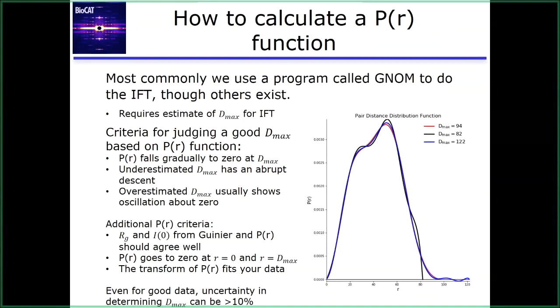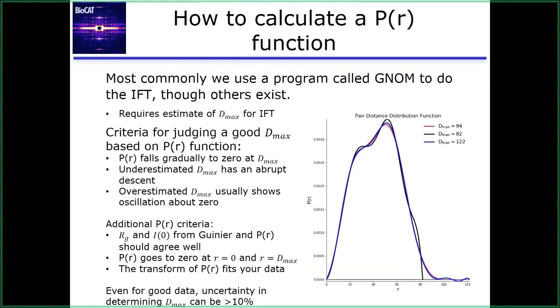If you pick a Dmax that's too short, when you're guessing what the Dmax should be, it's going to artificially force the P of R function to zero. It's going to come down very sharply. If you pick a Dmax that's longer, it's going to wiggle about the origin and not really give you any more information. We can tell if we've under or overestimated the Dmax just by looking at these criteria.